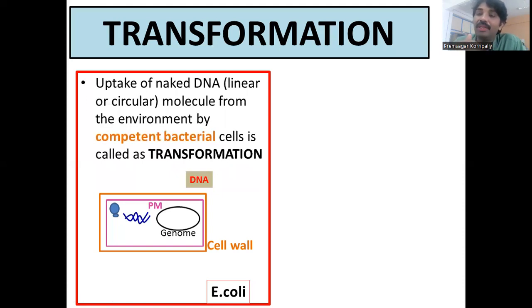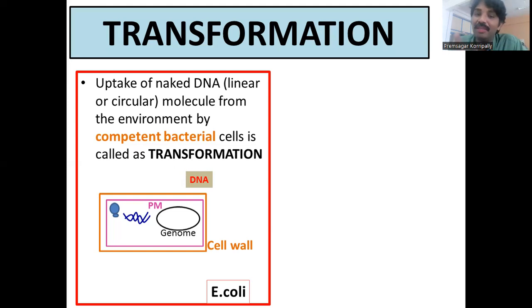Usually transformation is part and parcel of cloning. Whenever you digest the vector and insert and then ligate, the ligation mixture is transformed into E. coli to get the transformants as well as the recombinant molecules. So transformation is a regular procedure in gene cloning, right? E. coli strains are treated with 100 millimolar calcium chloride, then their competency is increased, and those strains can be used for a transformation experiment. This is bacterial transformation.